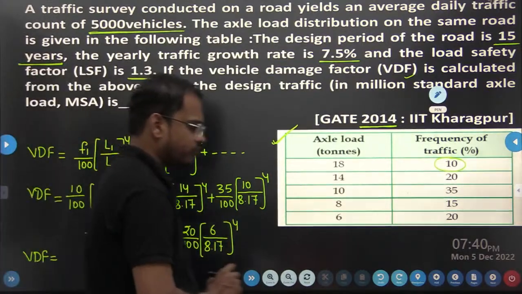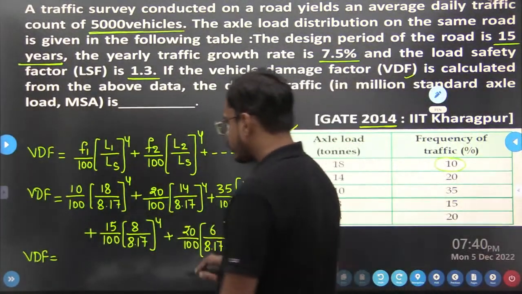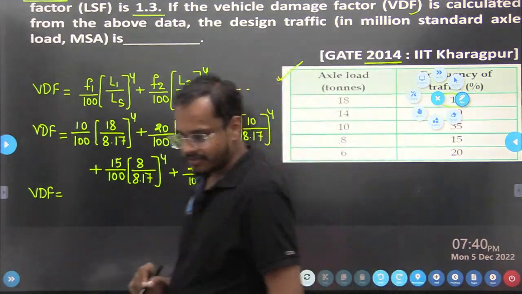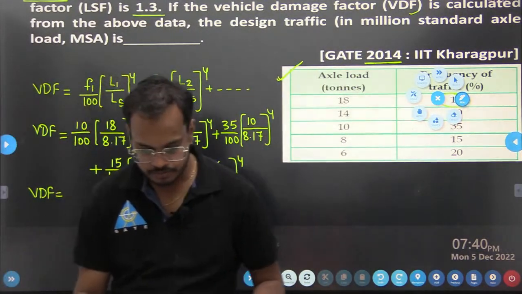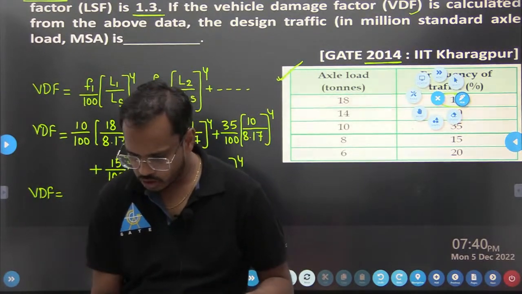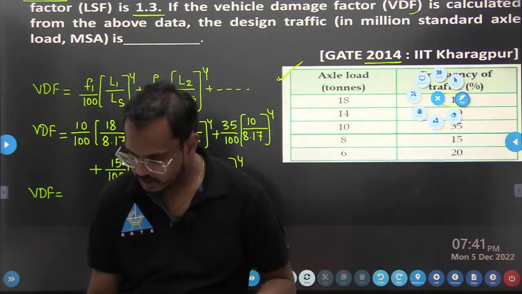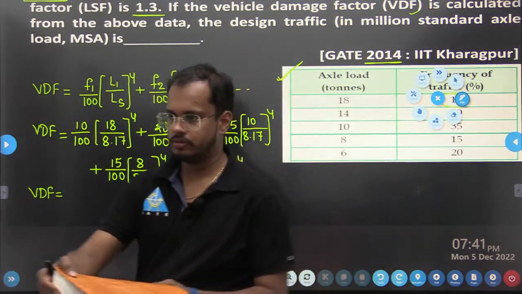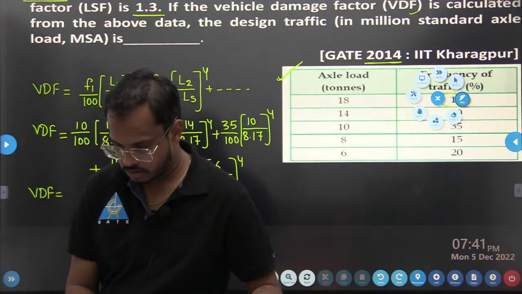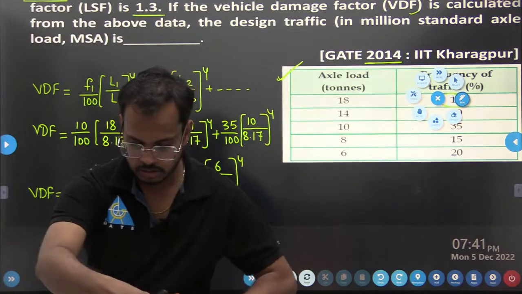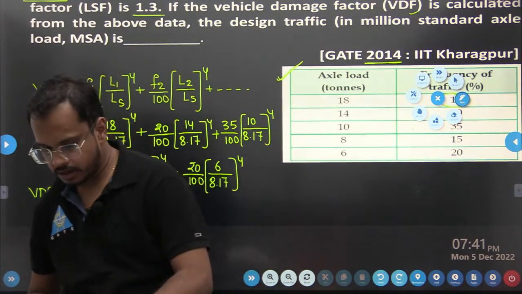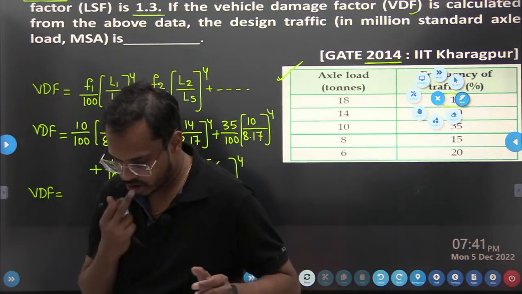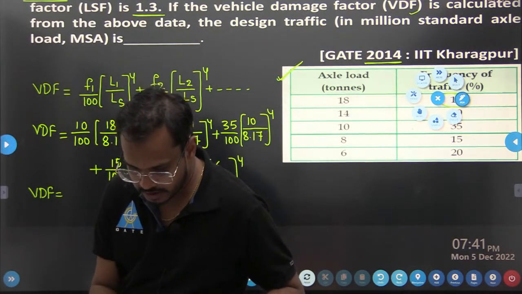What is the value of vehicle damage factor if you are calculating here? So now calculate, please. I know it is a very lengthy calculation. I think a solved problem is also available here. Just wait, please. I directly wrote an answer here because the calculation is very lengthy. Just wait only for a few seconds.